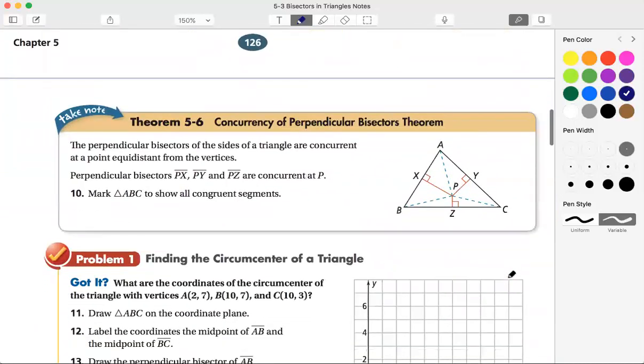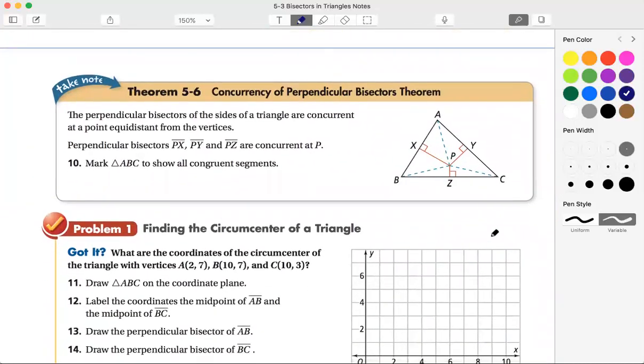All right, theorem 5.6, concurrency of perpendicular bisectors theorem. The perpendicular bisectors of the sides of a triangle are concurrent at a point equidistant from the vertices. So perpendicular bisectors PX, PY, and PZ are all concurrent at P. So let's mark ABC to show all congruent segments.